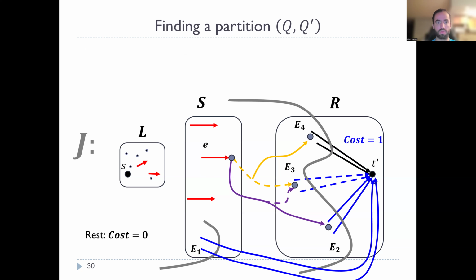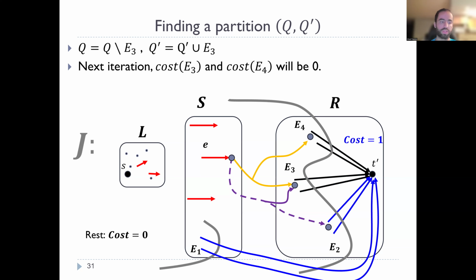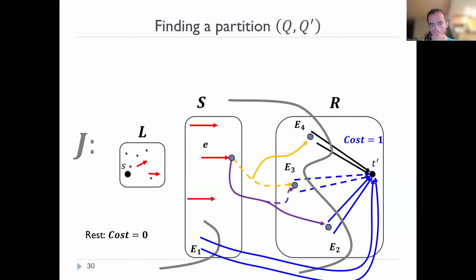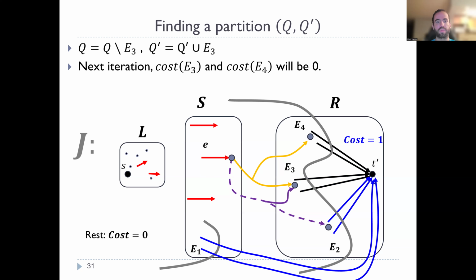All right, and now again, run the minimum cost flow, and remember that now the algorithm will try to avoid using those remaining blue edges. So let's say it succeeded in not using the edges of E3, and so we remove the corresponding nodes of E3 from Q, and then we add them to Q prime. And then in the next iteration, the cost of E3 and of E4 is going to be 0, but the rest are still going to be 1, etc.